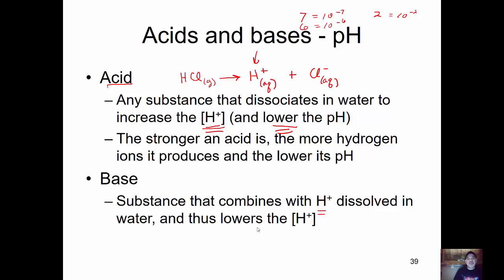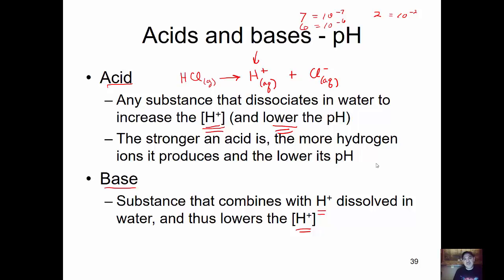A base, on the other hand, is a substance that combines with the hydrogen ions dissolved in water, which ends up lowering the hydrogen ion concentration. Okay? Remember the brackets with the hydrogen ions. Well, the hydrogen ion means concentration, molar concentration. But basically, any base is going to be a substance that if there's free hydrogen, that base picks them up. So we can think of a base as a hydrogen ion acceptor.